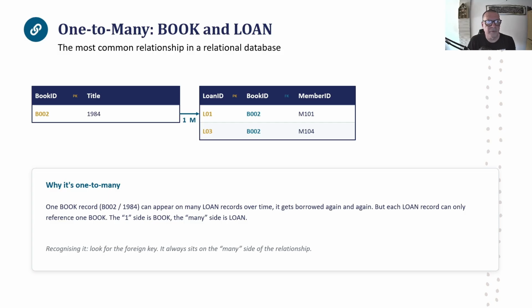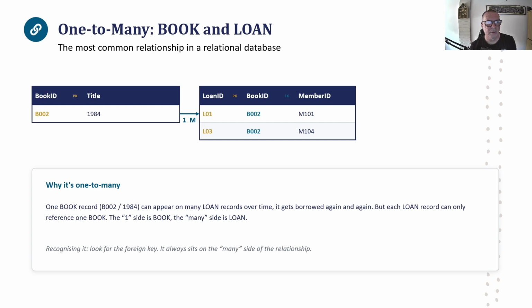And a tip for working out which way these relationships go is we're looking for the foreign key, and the foreign key side is the many side. So in this case, if we look at the loan table on the right hand side, we can see the primary key for the loan table is loan ID. And book ID is marked there as a foreign key.